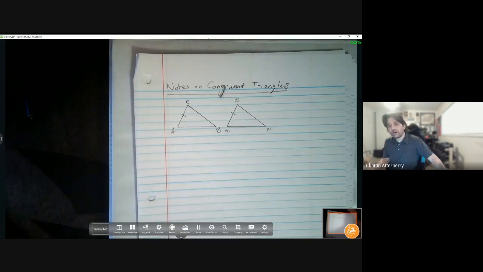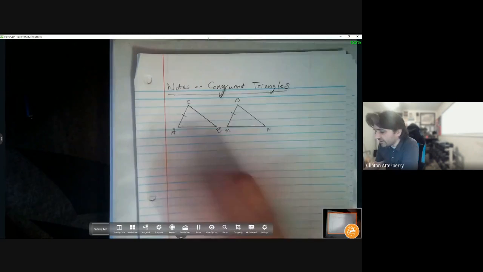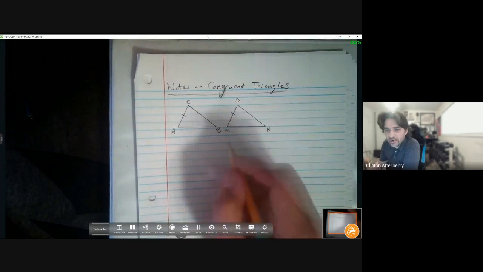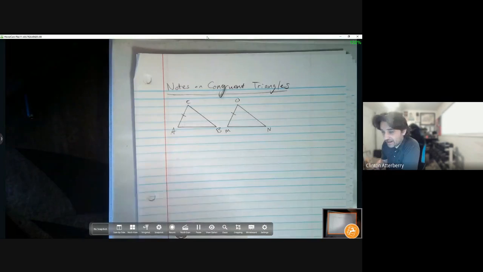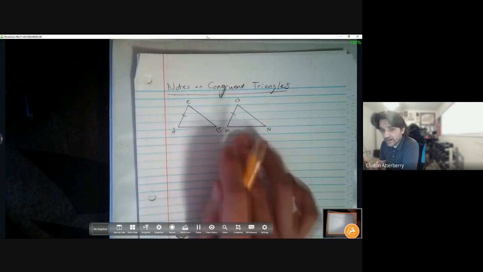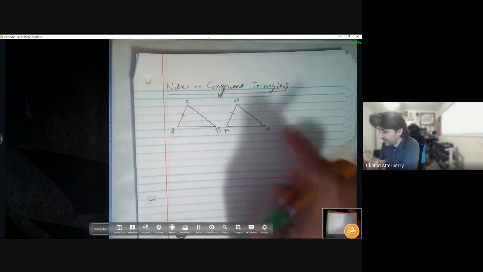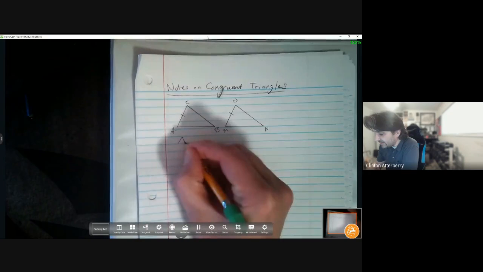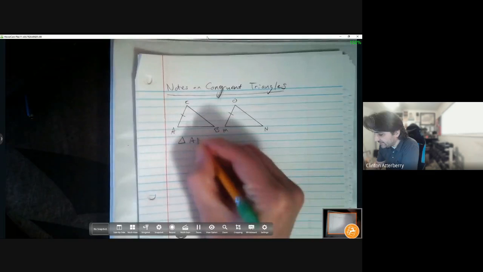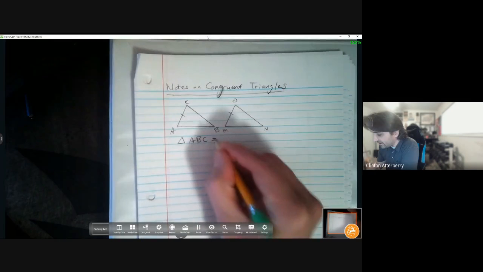Okay, so we're doing notes on congruent triangles. We're given two triangles that are the same. Technically, these are two different triangles. This is triangle ABC and triangle MNO. So once again, this is triangle ABC, and we're making the claim that they are congruent.